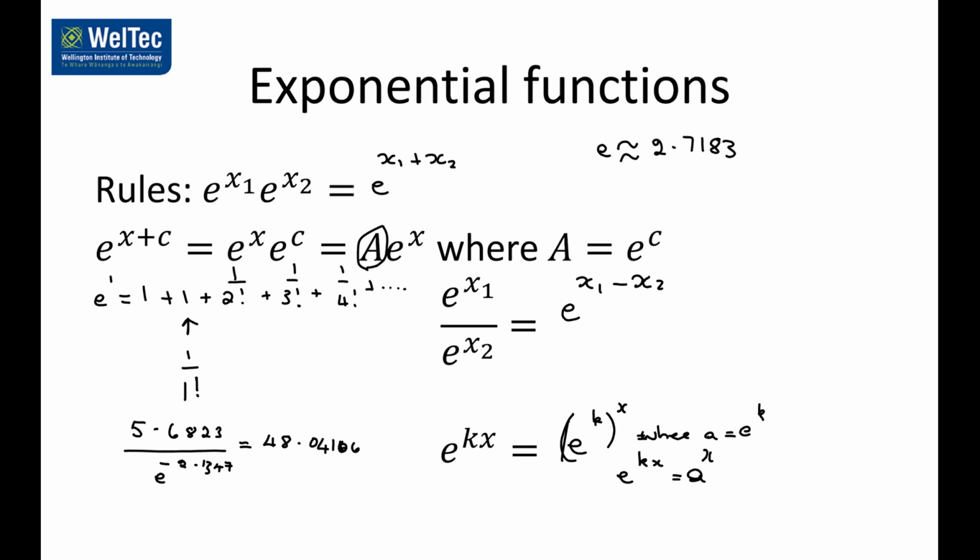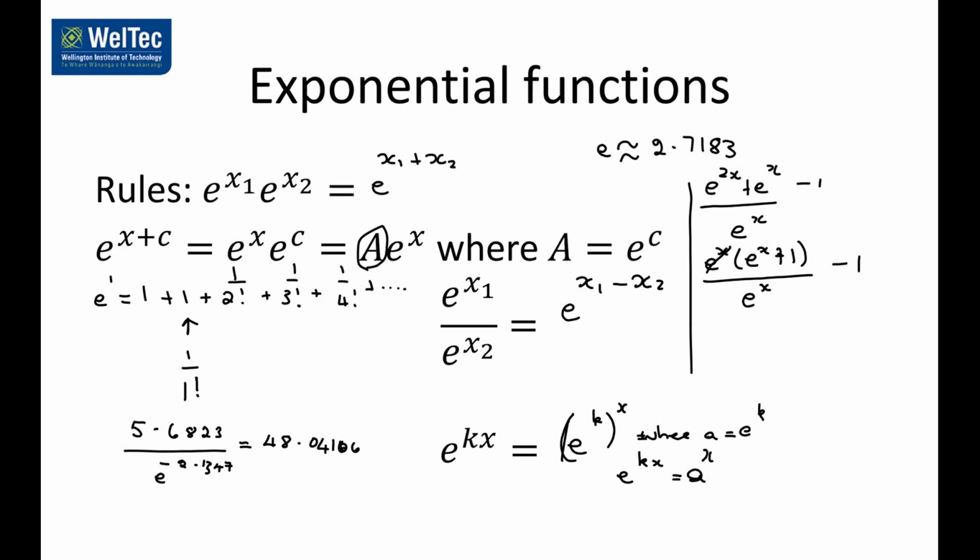Now let's have a look at something like this, because we need to look at these later. e to the power of 2x plus e to the power of x over e to the power of x minus 1. Now, if we factorize the top line, we've got e to the power of x times e to the power of x, because e to the power of x times e to the power of x is e to the 2x, plus 1 divided by the e to the power of x minus the 1. Then we can cancel out these e to the x's, and we have e to the x plus 1 minus 1, which is equal to e to the x.